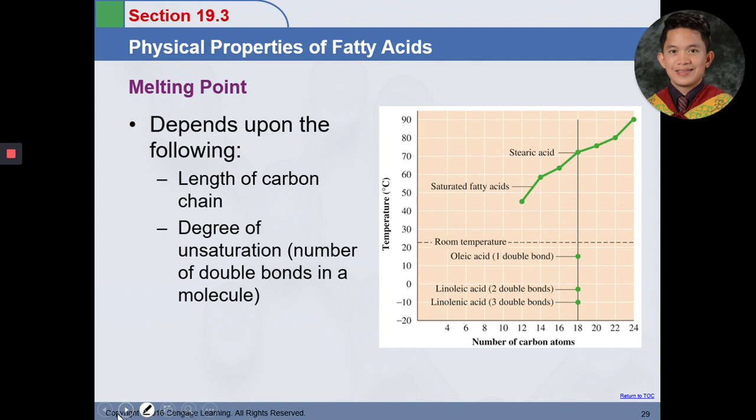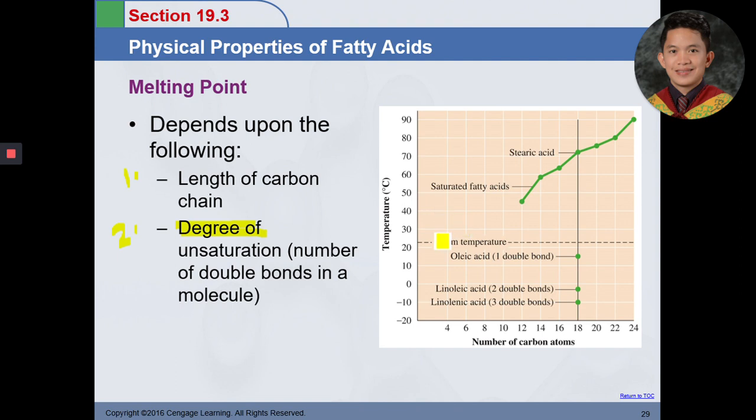Moving on, the second property of fatty acids is on melting points. Now, the melting point depends on these two, okay? The length of the carbon chain and the degree of saturation. So remember this one. Ang melting point daw would depend on the length of the carbon chain and the degree of saturation. The degree of saturation is just the number of double bonds present in the structure.